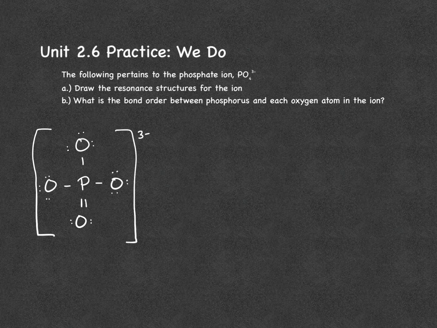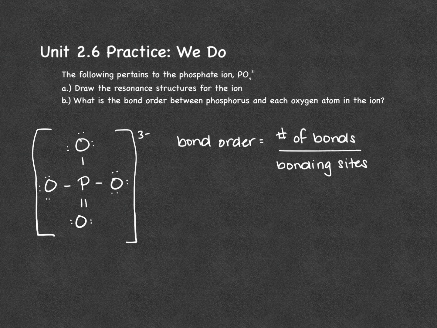So now that we have our Lewis dot structure, we can answer part B that asks, what is the bond order between phosphorus and each oxygen atom in the ion? So remember, to find our bond order, what we have to do is take our total number of bonds. So we've got 5 bonds divided by our number of bonding sites. And in this case, we have 4 bonding sites. So 5 bonds divided by 4 bonding sites, and we get 1.25 bonds.